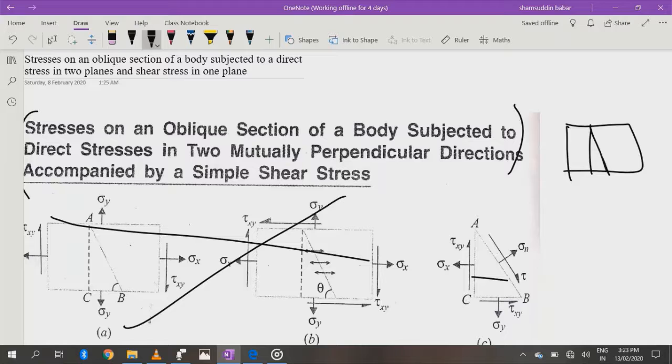Okay, so we are going to find out the stresses in an oblique section when subjected to direct stresses in 2 mutually perpendicular directions. This means one direction and mutually perpendicular this direction. Okay, and we are assuming that both of these are tensile. We usually take tensile as positive.